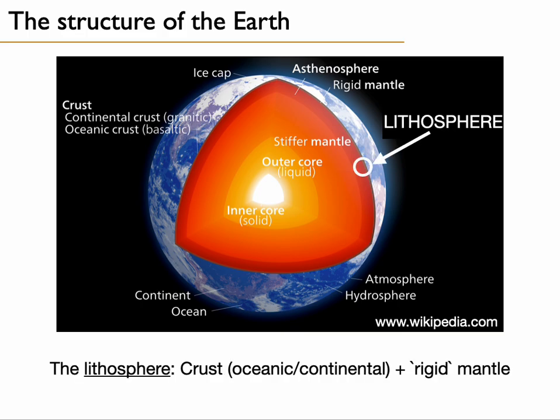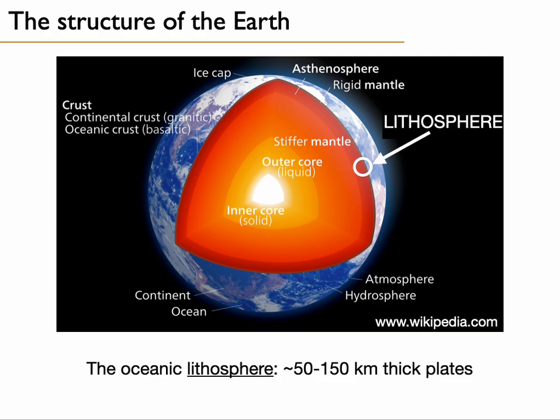Now I want to define an important layer which has not been listed yet, and this is the lithosphere. The lithosphere will be essential because it is the association of the crust and what we would call the rigid part of the upper mantle. So the lithosphere is not the upper mantle plus the crust, it's only a part of the upper mantle, the rigid part.